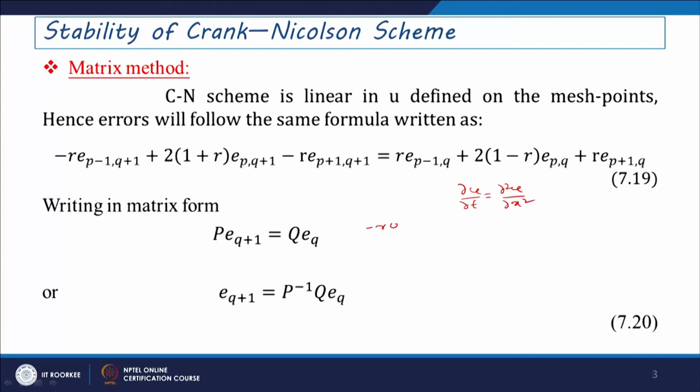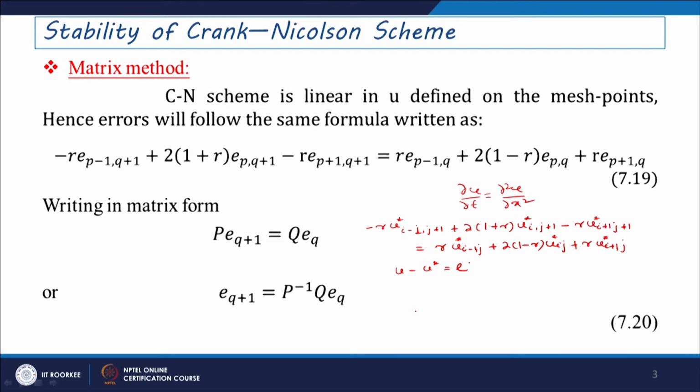Especially, as I have told you, if you consider the coefficients in the form of minus r u i minus 1 j plus 1 plus 2 into 1 plus r u i j plus 1 minus r u i plus 1 j plus 1 equals r u i minus 1 j plus 2 into 1 minus r u i j plus r u i plus 1 j, and you consider the approximated solution u star, and take the difference from this earlier equation, u minus u star, which is signified as e, each of these coefficients remains in its position.